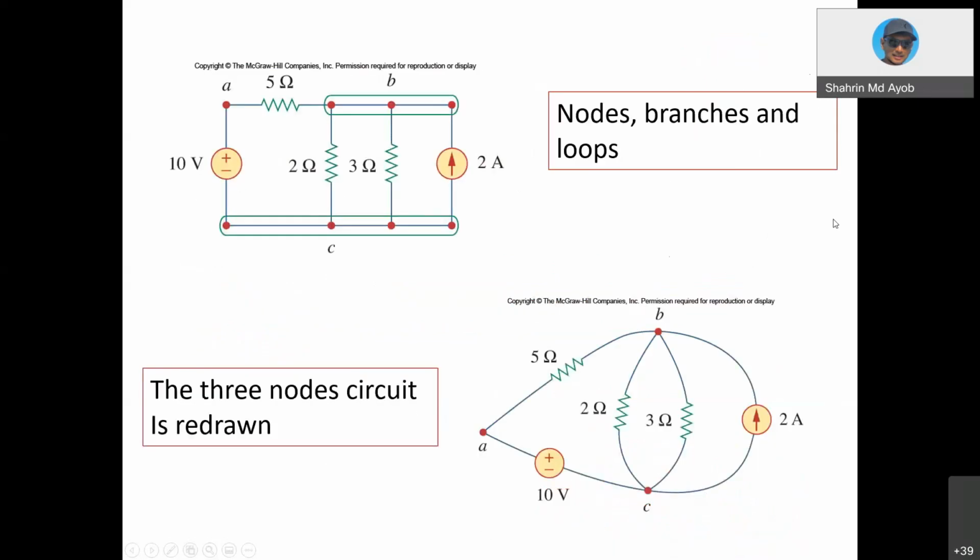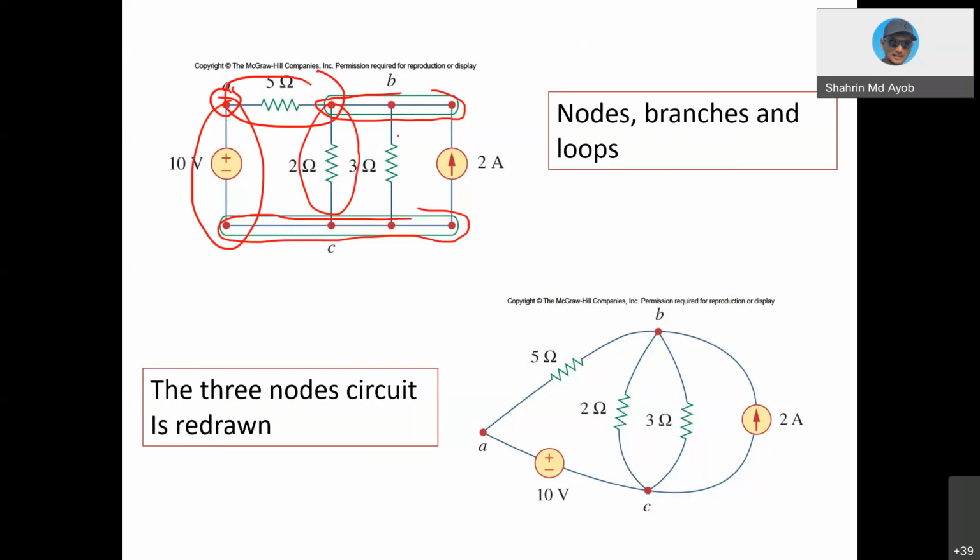Then we move to an example from your textbooks. This circuit shows the number of nodes, branches, and loops. As you can see here, for this circuit, we have 3 nodes, A, B, and also C. So we have 3 nodes, and then the branches. We have 1 branch, second, third, fourth, and fifth. So we have 5 branches.